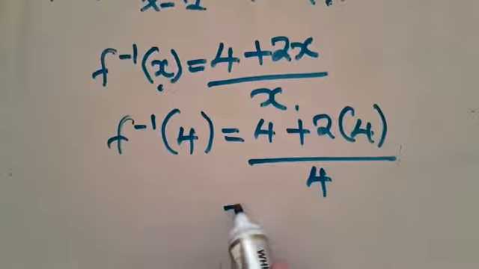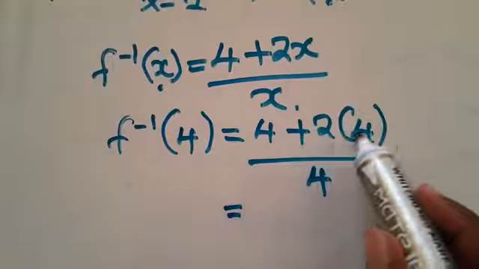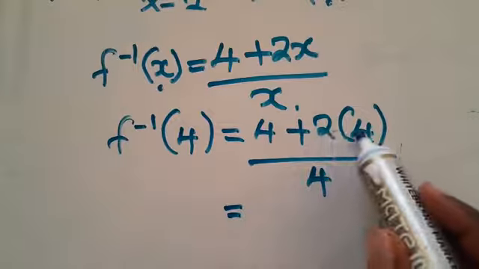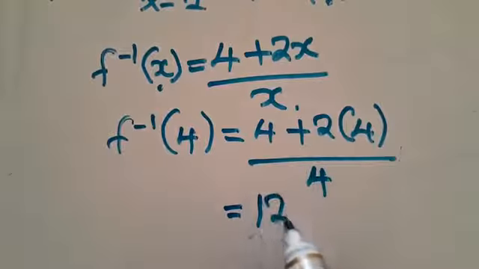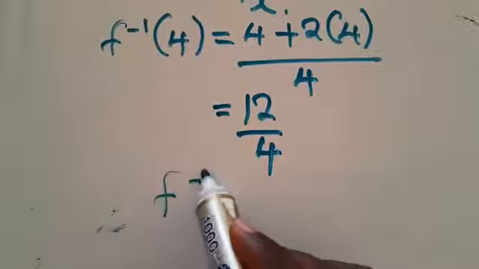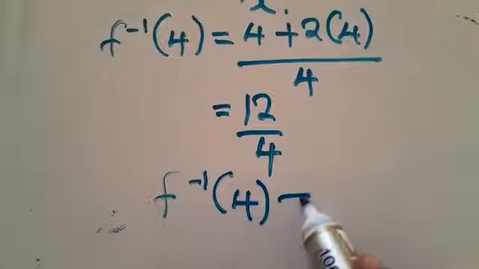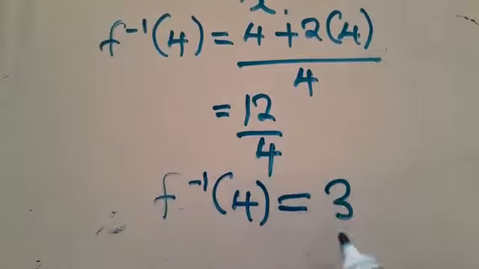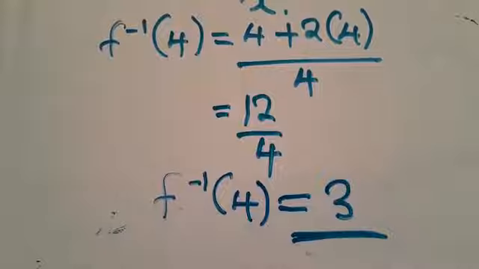Then I say this is now equal to, what is the answer here? 8. 8 plus 4, 12 over 4. So the final answer that I'm going to get will be f inverse of 4 is equal to what? 3. When you divide to get a 3. This is your answer. This is how you need to answer it.